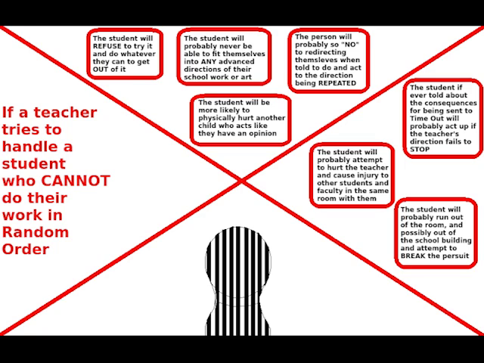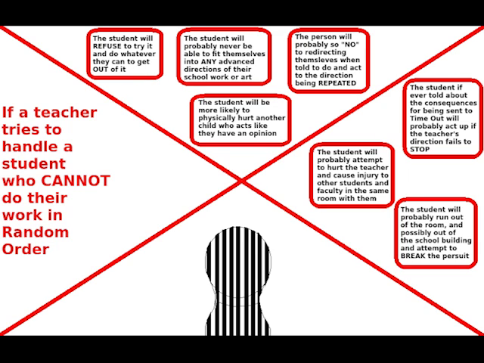The person will probably say no to redirecting themselves when told to do so and the direction being repeated. And you want to know something? That goes for all sorts of things. I mean, a student who doesn't have the genetics to do things in random order is more likely to get upset when things get in their way and they just have problems having to redirect themselves. And it just doesn't do any good to keep repeating the redirect or to try to keep pushing that on them after they told you what's wrong.